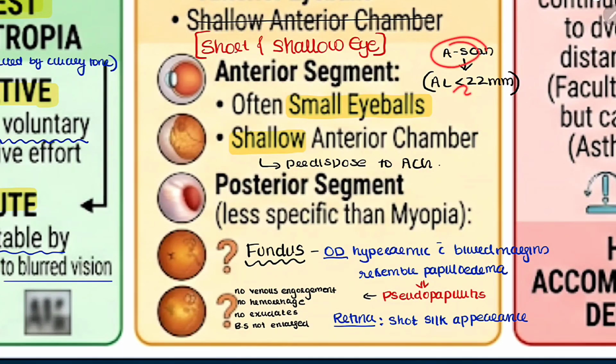But here in A scan, we will see that the axial length is small, eyeballs are small, and also the anterior chamber is small. And this shallow anterior chamber can predispose to angle closure glaucoma. So the chamber can get closed all at once, and that can result in angle closure glaucoma. So hypermetropia is a predisposing or risk factor for angle closure glaucoma. So in the anterior segment, we see a short eye and shallow anterior chamber.